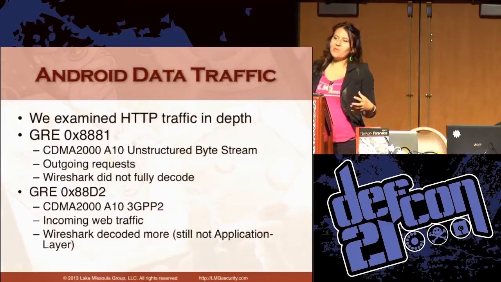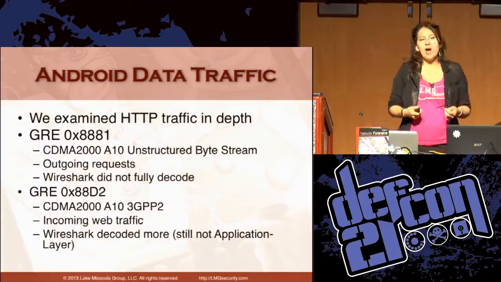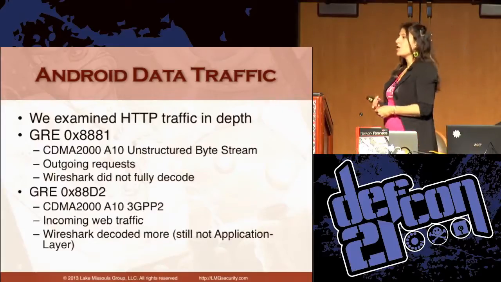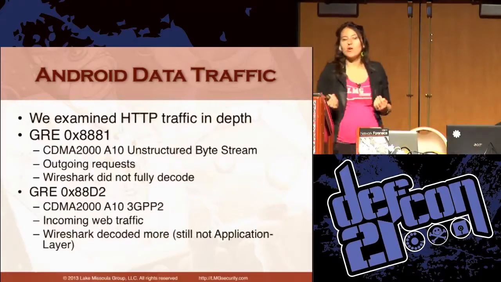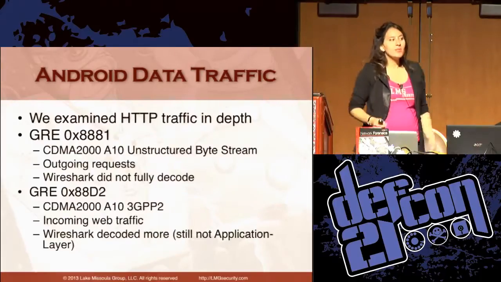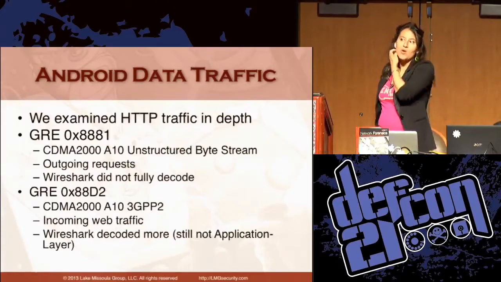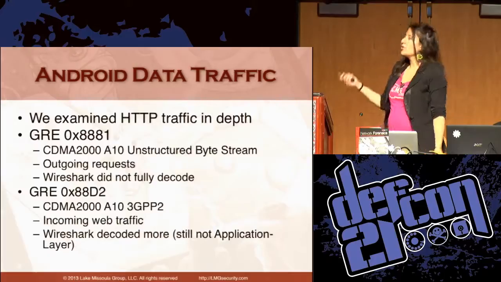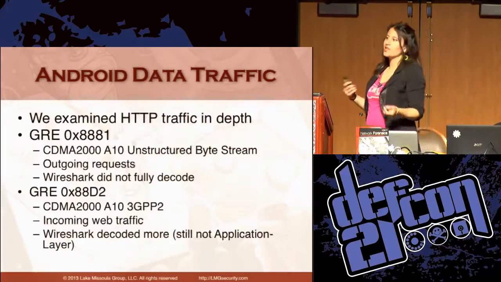We ended up examining the Android data traffic most of all, and that's because the malware that we're using, Android.Stels, actually transmits signals back to the attacker over HTTP. So we wanted to be able to pull out that HTTP traffic and analyze it and figure out how the bot was working. There were two kinds of GRE packets that we saw, and Wireshark was dissecting them differently.